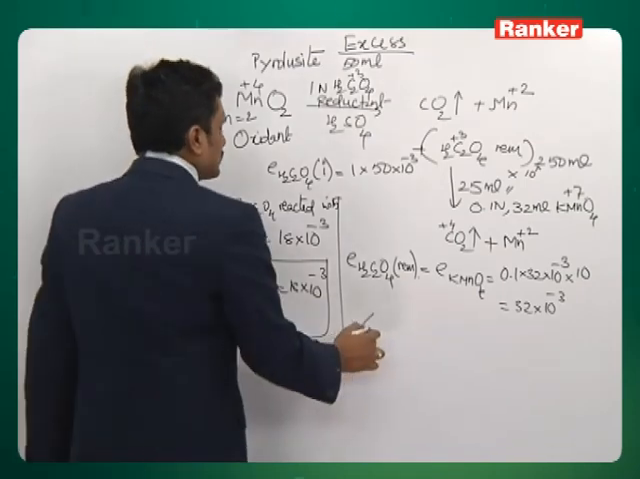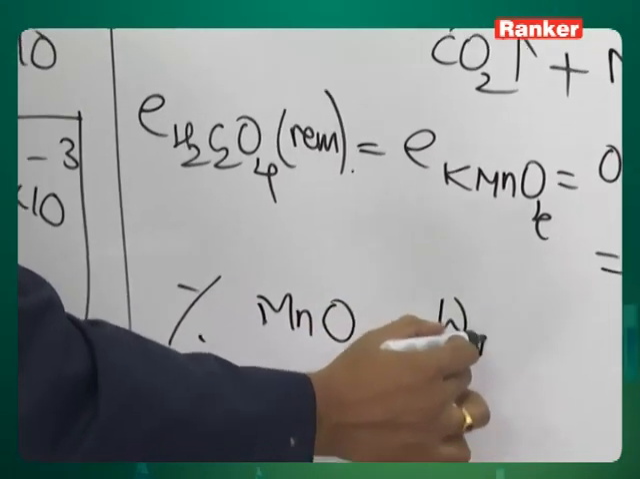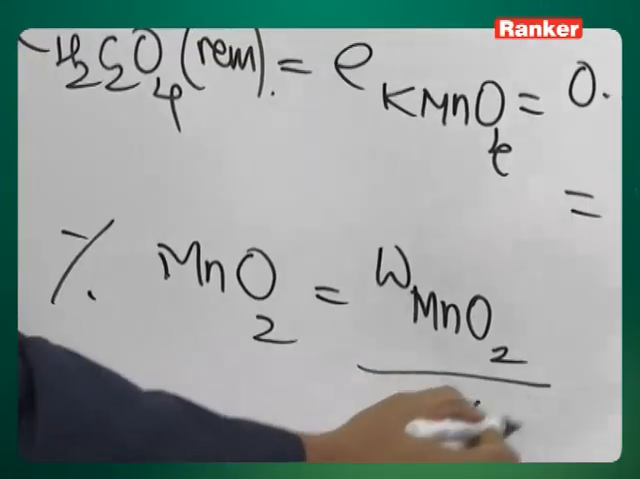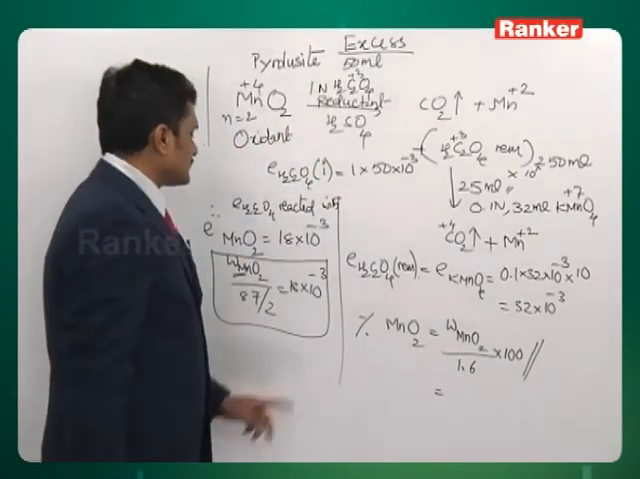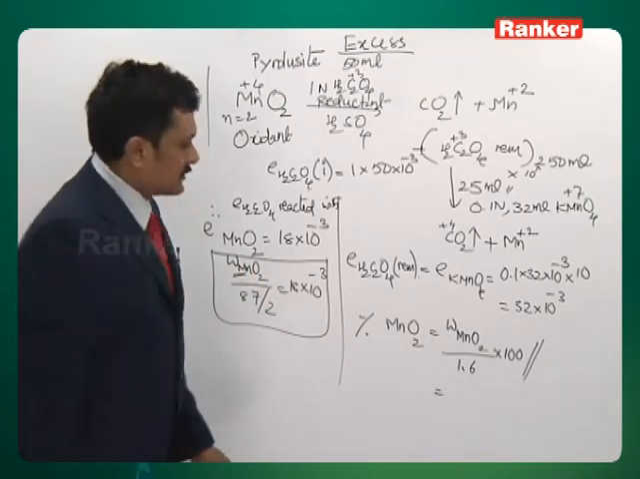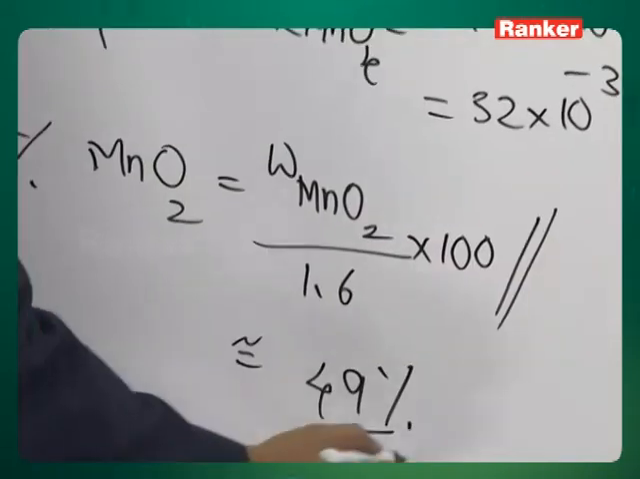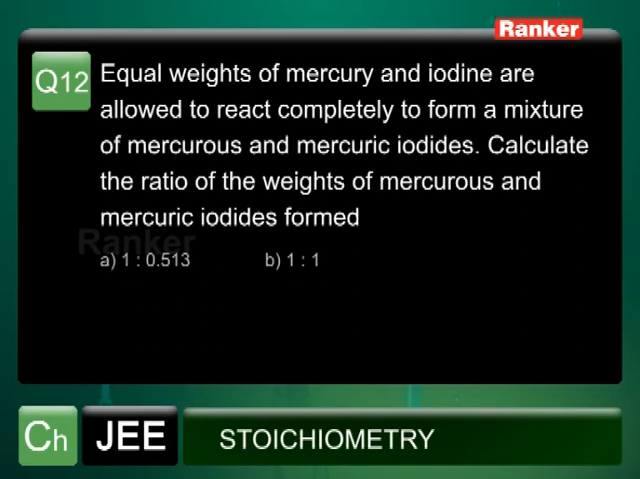Therefore you have been asked to find out the percentage of MnO2 in the pyrolusite sample, which is equal to the weight of MnO2 divided by the total weight of the sample, 1.6 gram, multiplied by 100. Now when you simplify this by substituting the weight of MnO2, you will get approximately 49% by weight of MnO2 present.